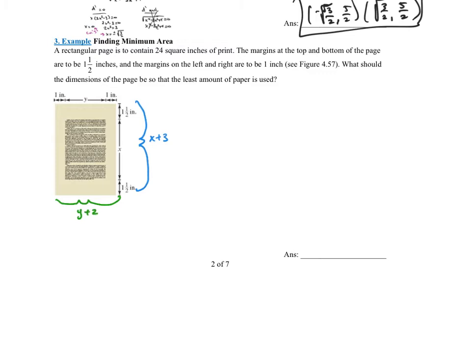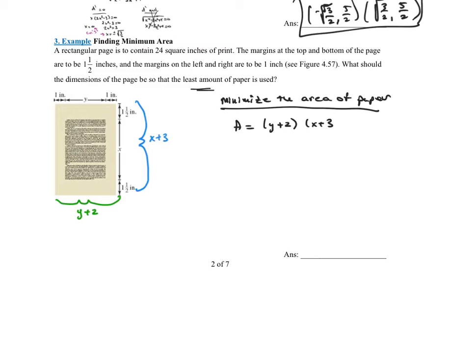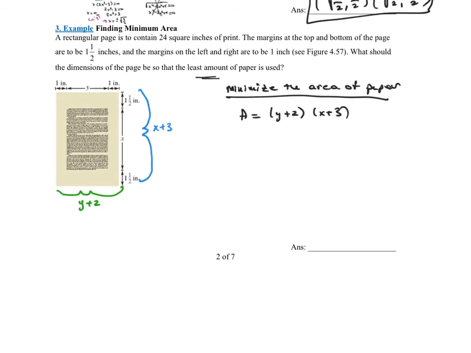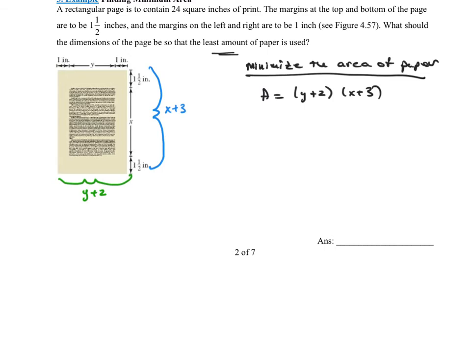So to find the area of this paper, which is the least amount of paper used, they want to minimize the area of paper. In this case, the area of paper would be the width, which we said is y plus 2, times the height, which is x plus 3. Again, the issue with this is it's not in terms of one variable, so we need to use our restrictions.